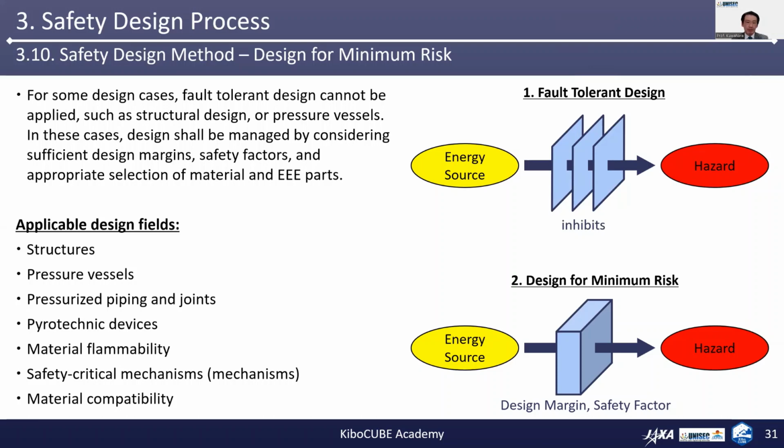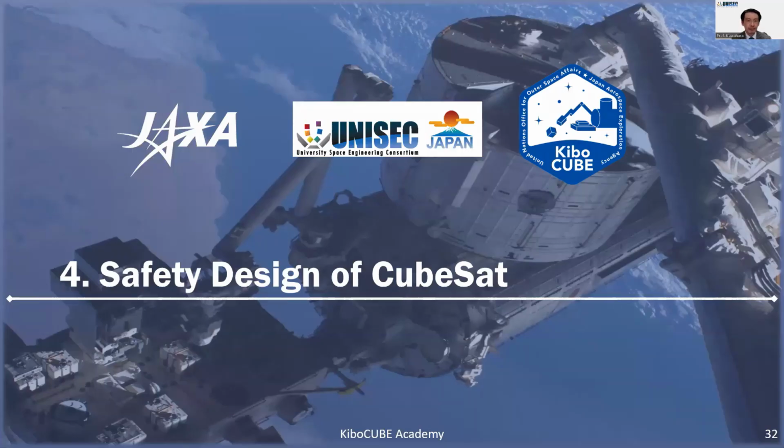The applicable design fields of design for minimum risk are the structure, pressure vessels, pressurized piping and joints, pyrotechnic devices, material flammability, safety critical mechanisms, material compatibility, etc. That was the safety design process. And now we'd like to move on to the next chapter, safety design of CubeSat.